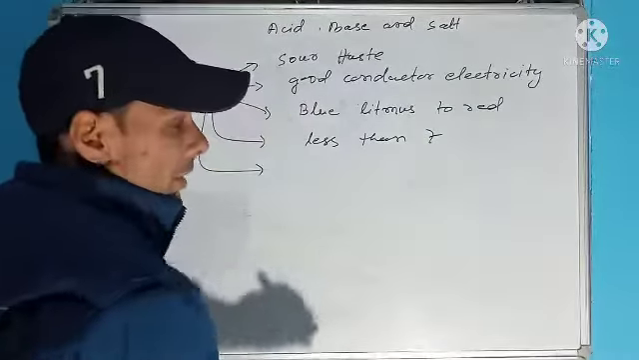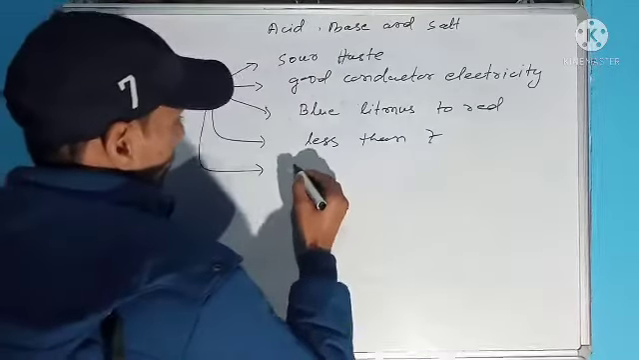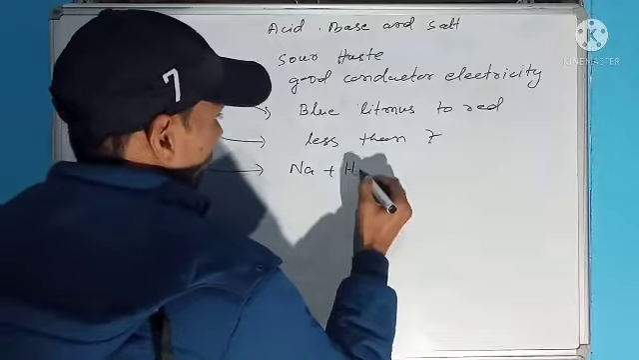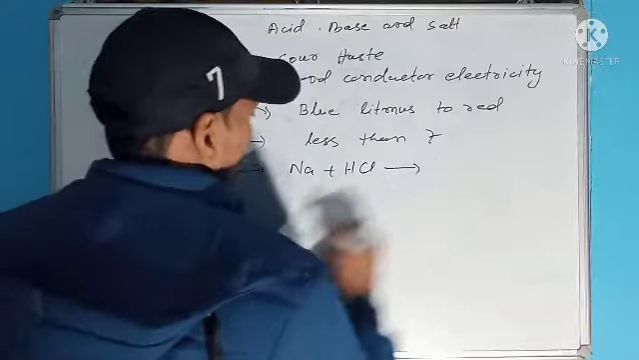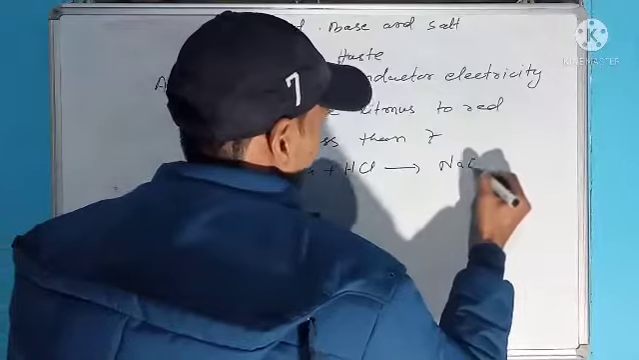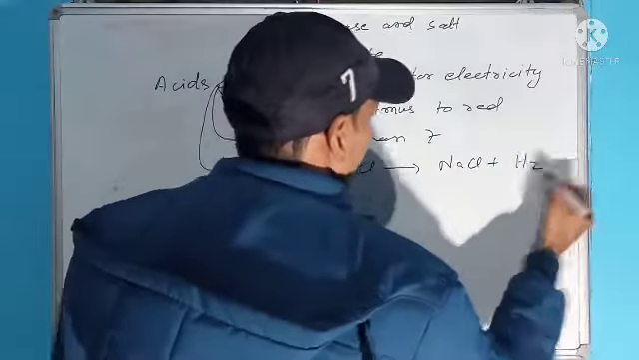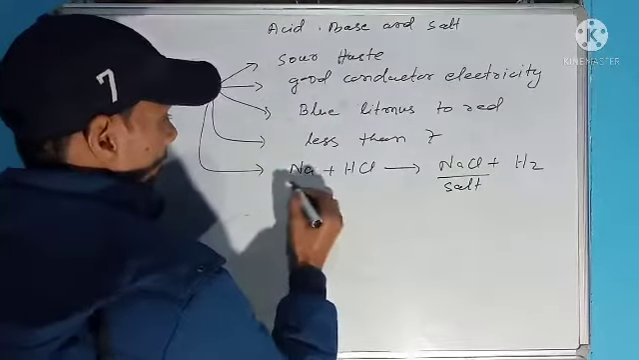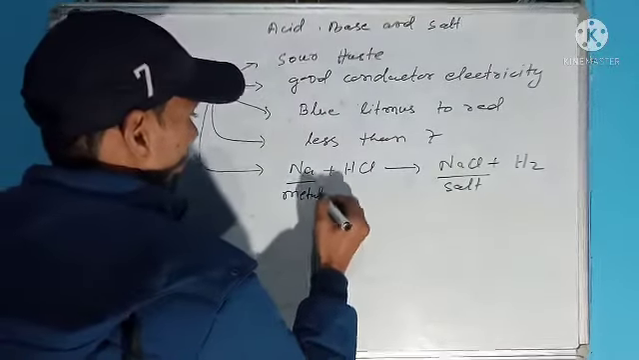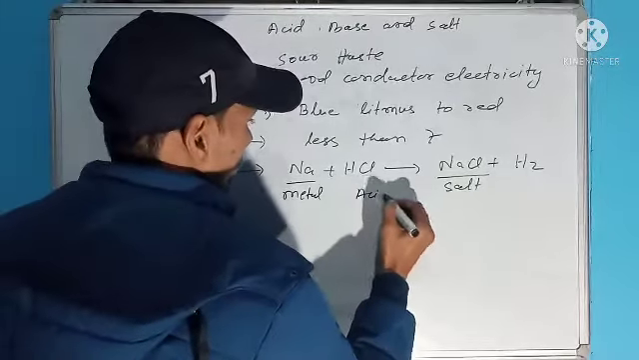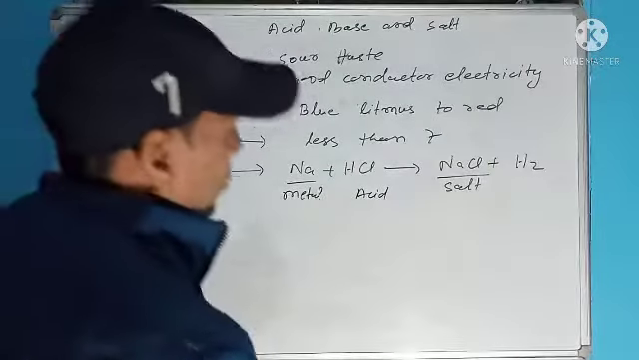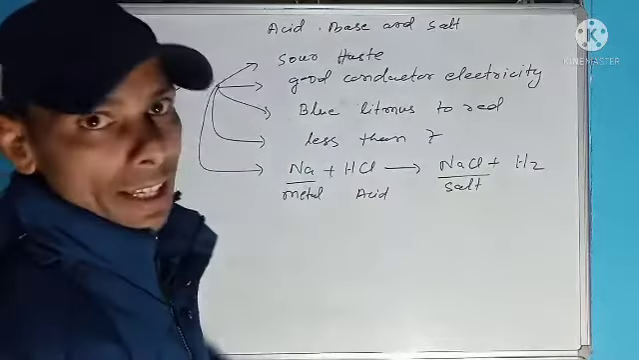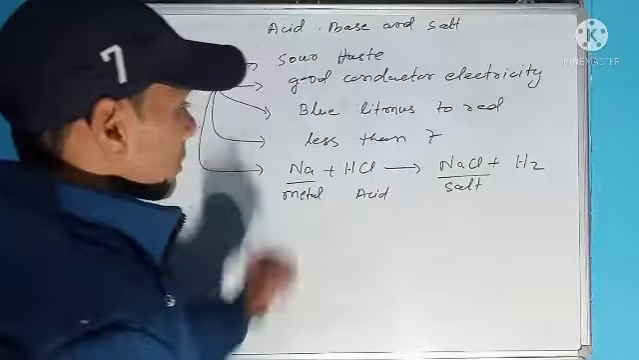It reacts with metal to form hydrogen gas. For example, Na plus HCl gives NaCl plus H2. This is salt. This is hydrogen gas. This is metal, and this is acid. So we can say that acid has H plus ion.